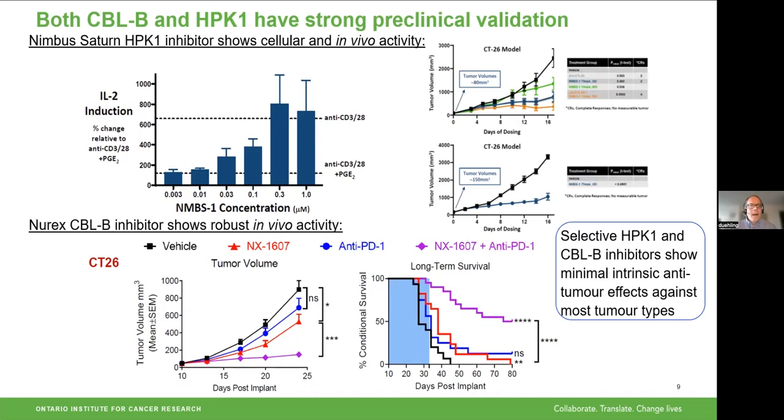And down on the bottom is data that's very similar for the CBL-B inhibitor, where you can see again some activity with the single agent, but it's really in combination of the CBL-B inhibitor with PD-1 where you get the profound effect, both in terms of tumor volume and survival. And so many of these agents are just starting to enter the clinic, and it's unclear yet how well this data is going to translate into the clinic, but we're very optimistic.